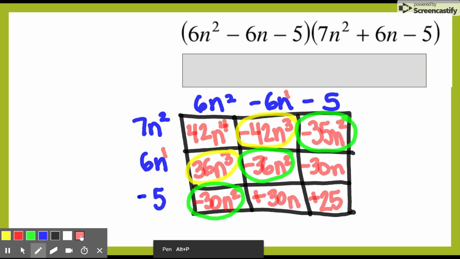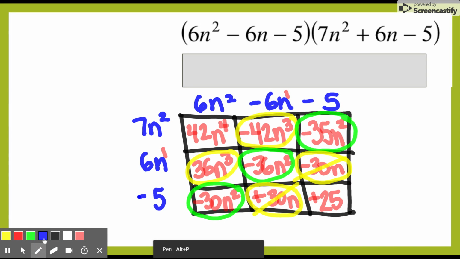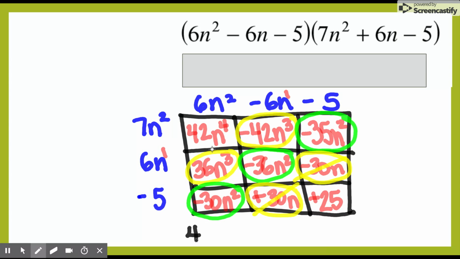And then this time we also have another diagonal that has n's. And if you look at that, a positive 30n and a negative 30n cancel each other out. So we're not going to have any n terms in our final answer. So final answer is going to be 42n to the fourth, because that's the only n to the fourth term we have.